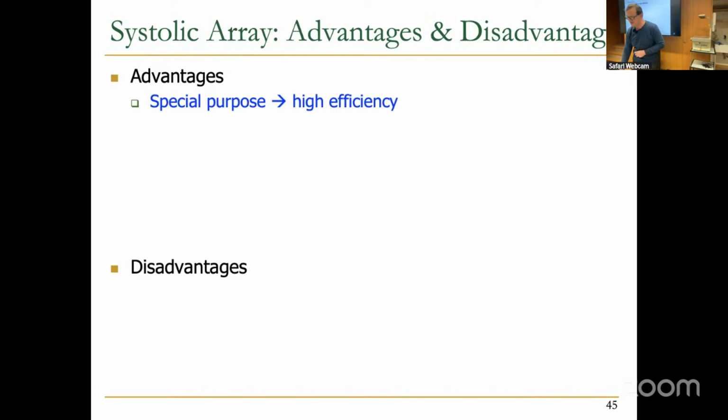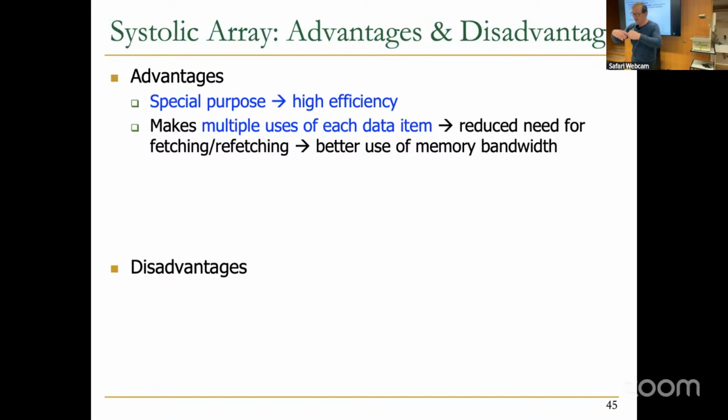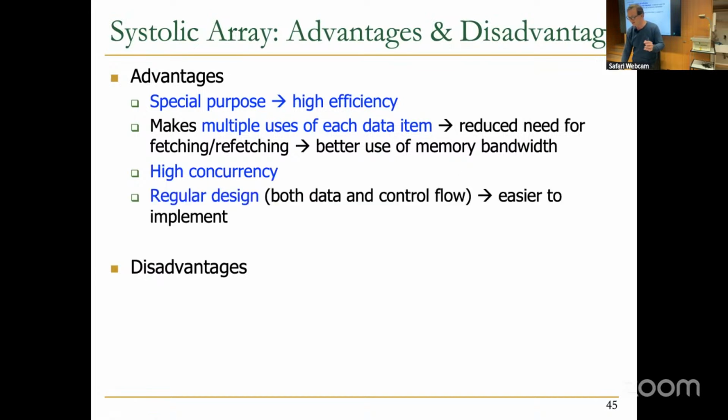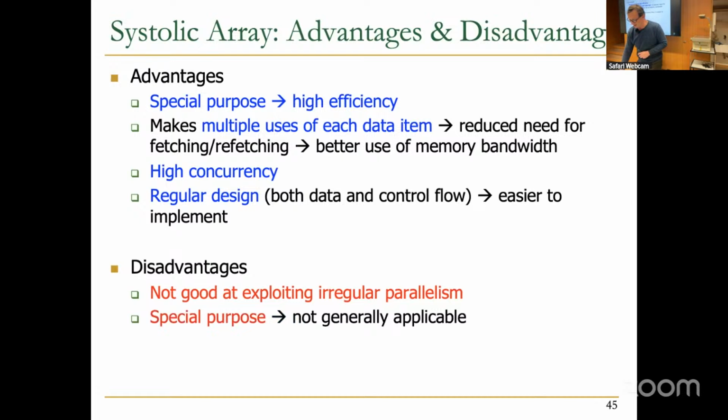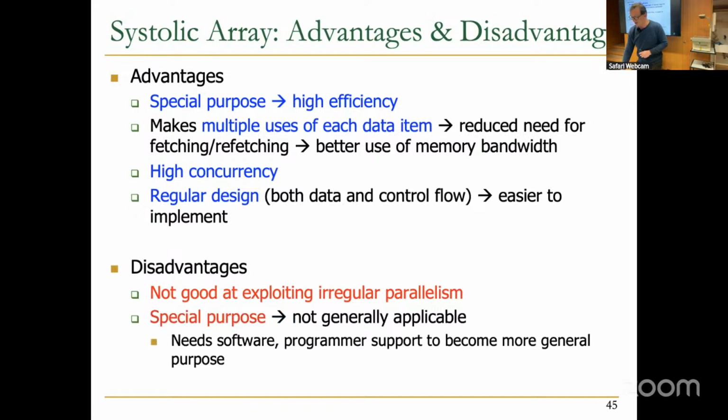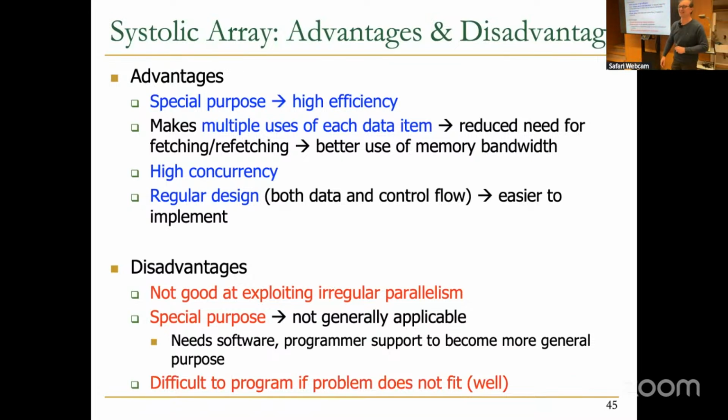Essentially, we have a special purpose hardware, which is high efficiency, if you generalize it. And you make multiple use of each data item. You have better use of memory bandwidth, high concurrency, and regular design, which sounds great for specialized hardware, right? Regular design enables it to be easier to implement, clearly. So the disadvantage is, again, you need some sort of regular parallelism, and you need to orchestrate the data. Special purpose is not generally applicable. And also, you need software and programmer support to become more general purpose, right? And if you want to fit a problem that doesn't fit, good luck.